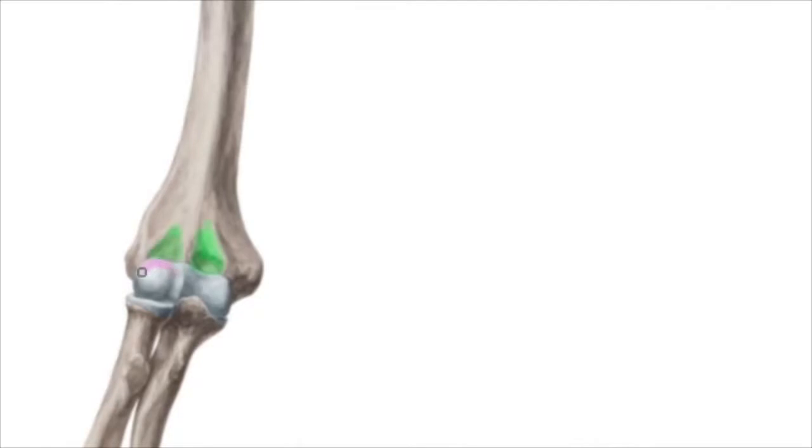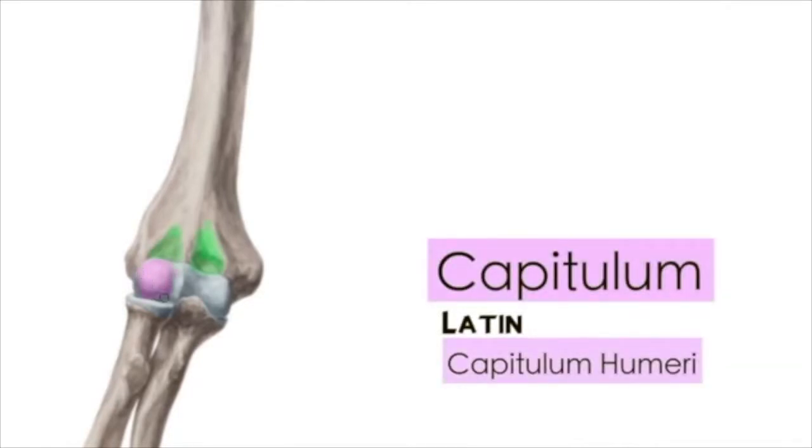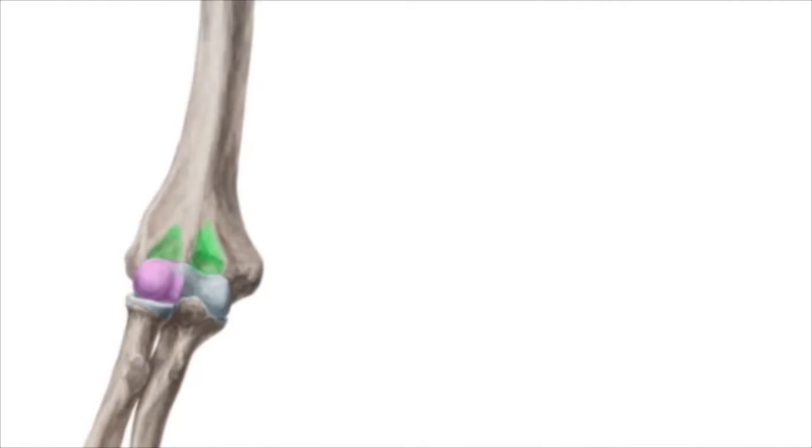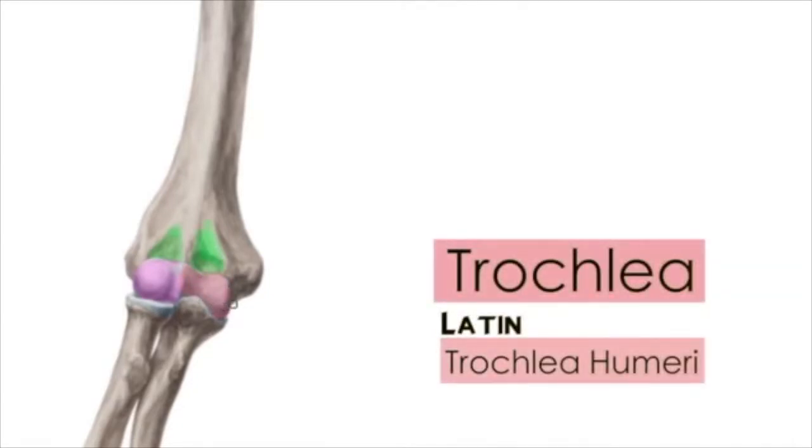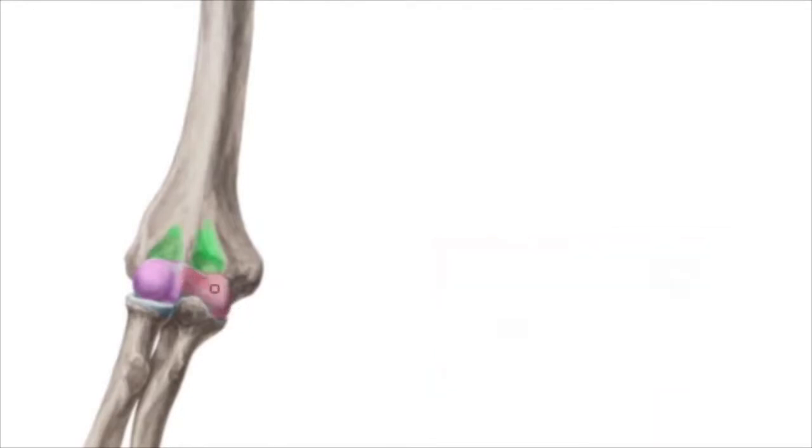This is known as the capitulum, and this structure is going to articulate with the radius. And on the opposite side, medially to it, you're going to find another structure known as the trochlea, and this is what's going to articulate with the ulna.